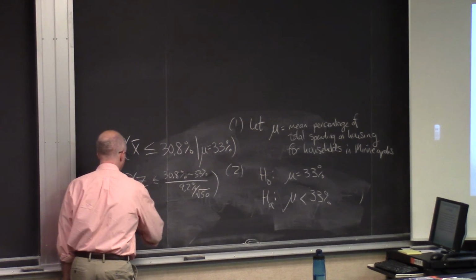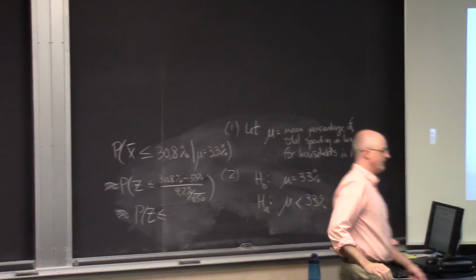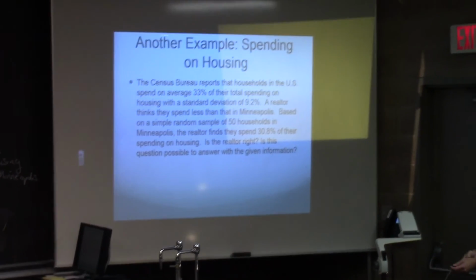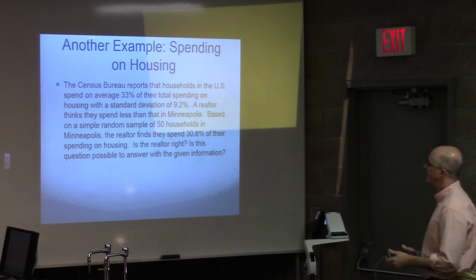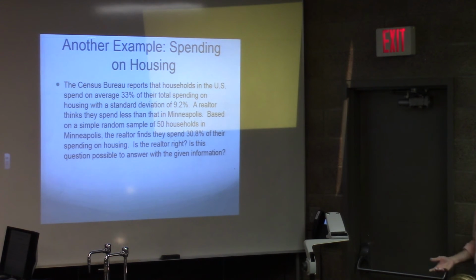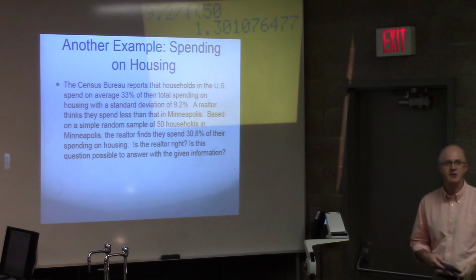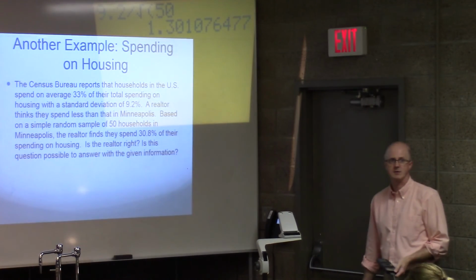Okay, I'm going to need my calculator for this one. 30.8 minus 33, that's negative 2.2. But let's figure out the bottom first. 9.2 divided by square root of 50. Well, about 1.3. That's the standard deviation of the sampling distribution of x bar. Sigma over square root of n.